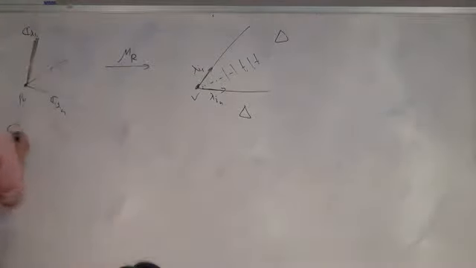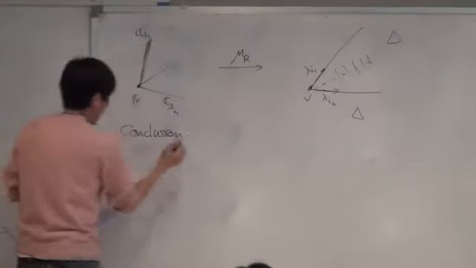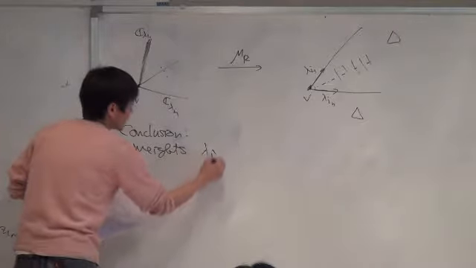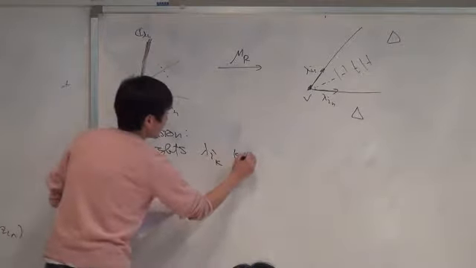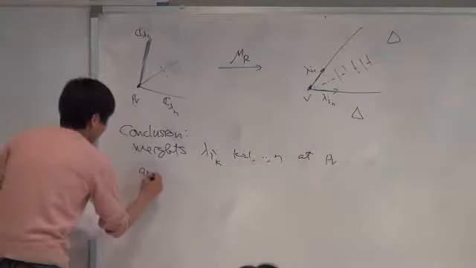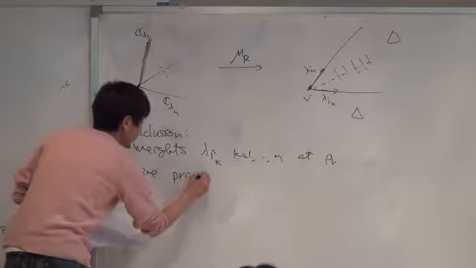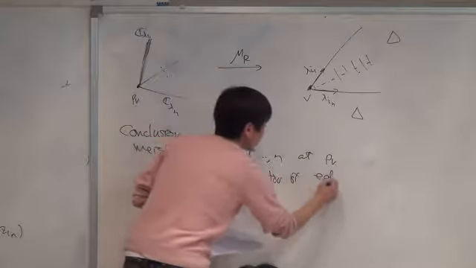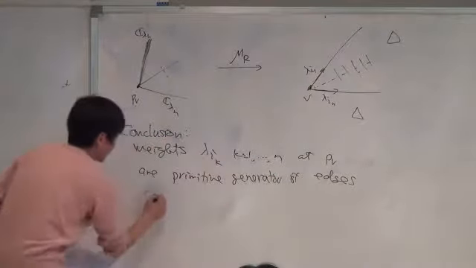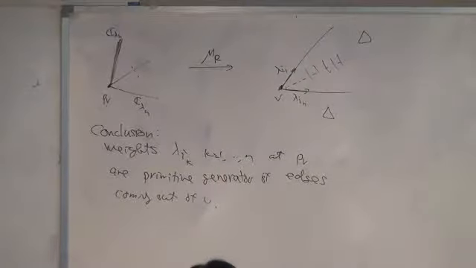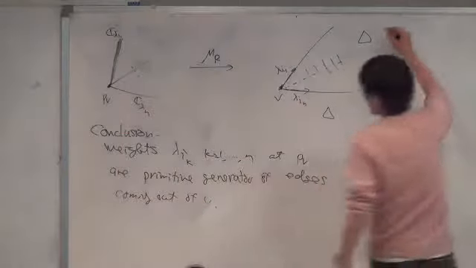All right. So the conclusion is the weights lambda I_k, k from 1 through n, at PV are primitive generators of the edges coming out of V. Yeah? Okay? So that's the theory behind this local normal form.